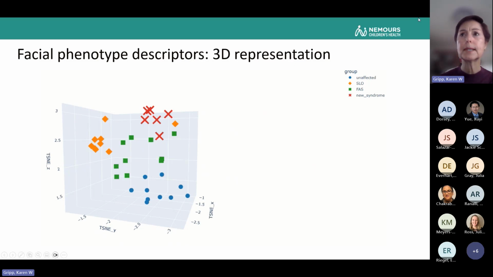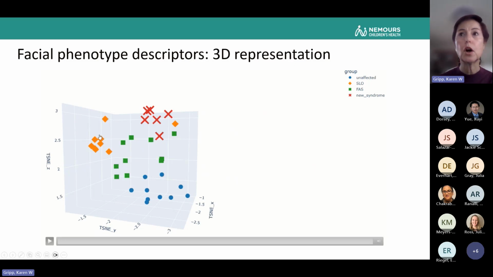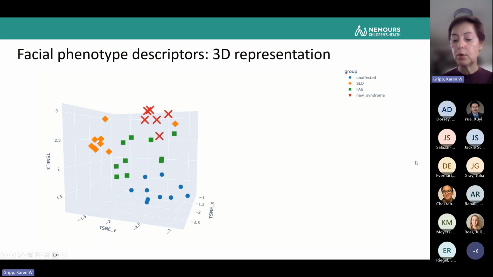We use patients with Smith-Lemli-Opitz syndrome. Those are the orange blocks. In green, fetal alcohol syndrome, and typical individuals in blue.